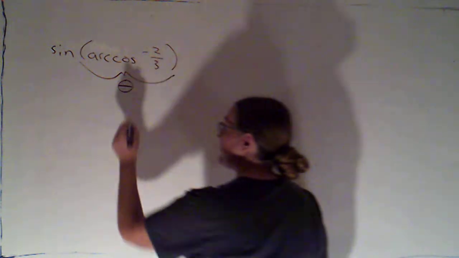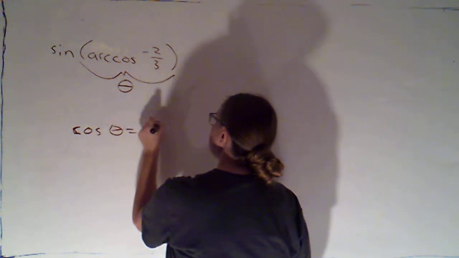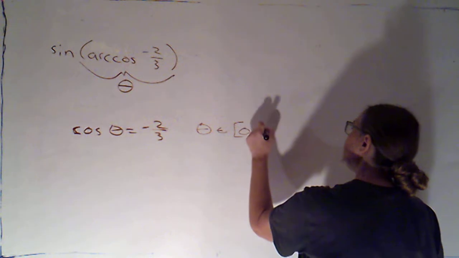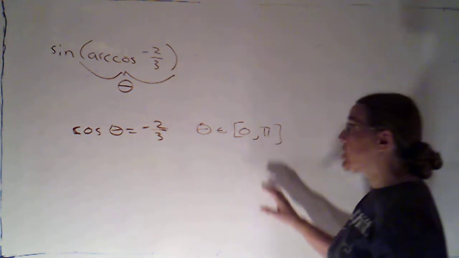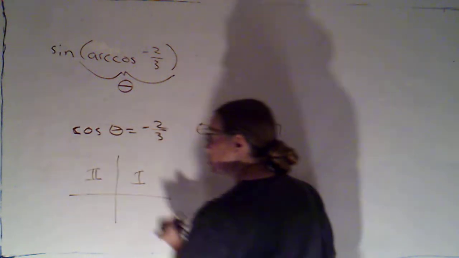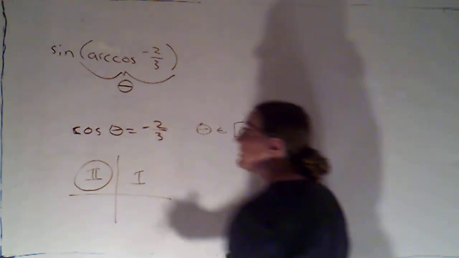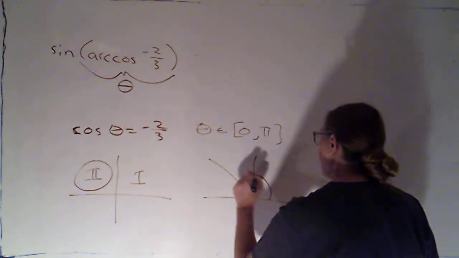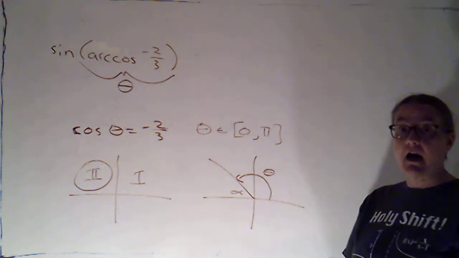So what I know from here is that cosine of theta has to equal negative 2/3. And theta has to be in the interval from 0 to pi, because that's the range of arc cosine. Now 0 to pi corresponds to quadrants 1 and 2. If cosine is negative, I know I'm working in quadrant 2. So I know I've got a picture like so. There's my theta, here's my reference angle alpha.